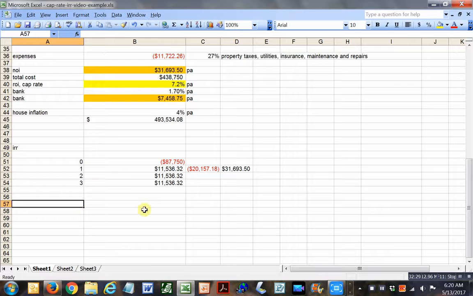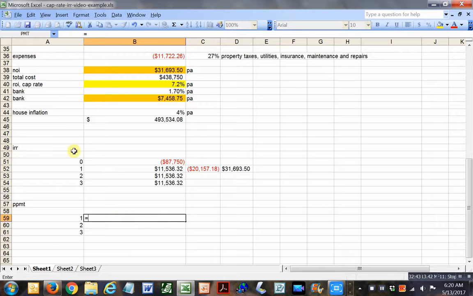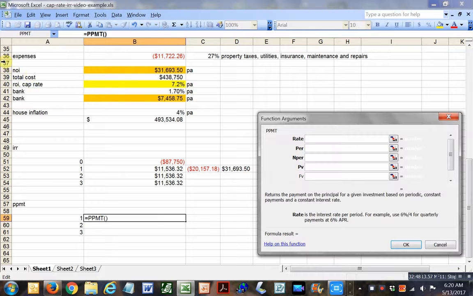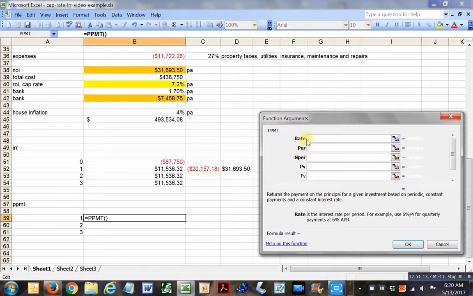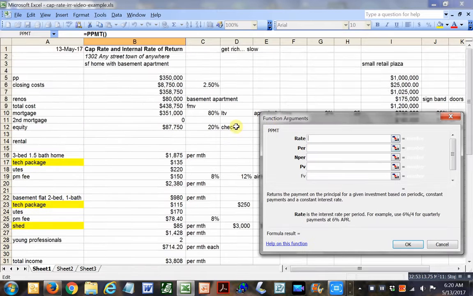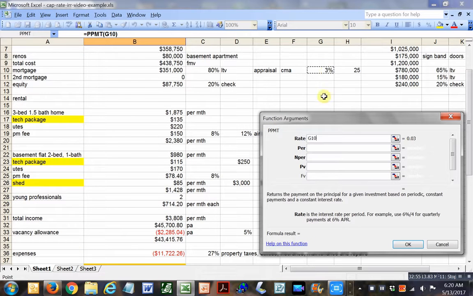All right, so to figure that out, we have to know how much of your mortgage is still due and payable after 3 years. And this is called PPMT, your principal payment. So we've been at it for 3 years at this point, and we've paid a certain amount of principal down. Really, your tenants have done that for you, right? So let's go back up here and find the PPMT function. Here it is.